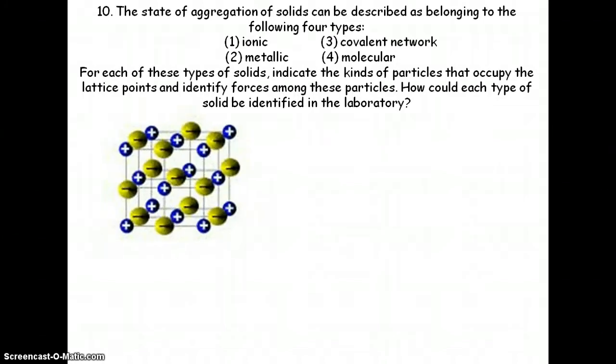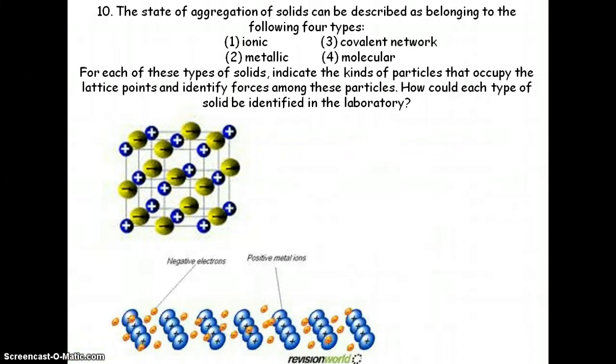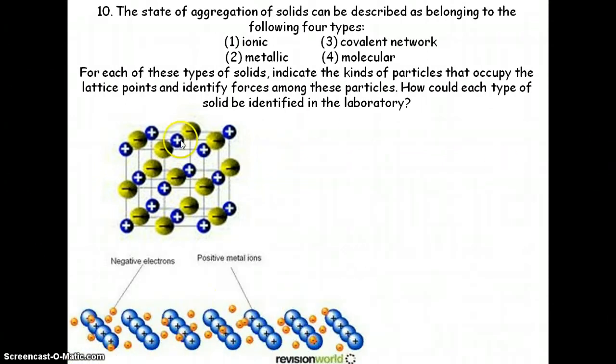All right, number 10 is talking about basically the 4 types of solids that we have talked about: ionic, metallic, covalent network, and molecular. It basically wants us to talk about the differences between these and then how we could identify each in the laboratory. All right, so we're going to go in order. Ionic, you get the positive-negative alternating lattice, very strong interaction. Metals, you get the positive core of the metal, and then the electrons really aren't assigned to any specific atom. They just kind of float all around in a sea.